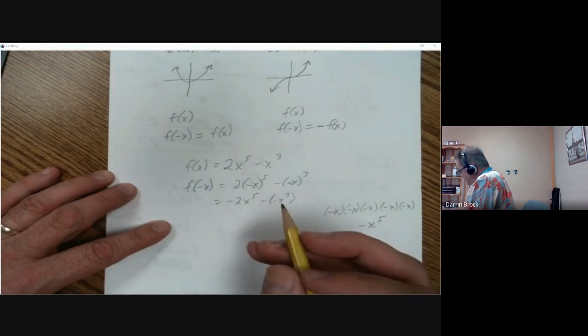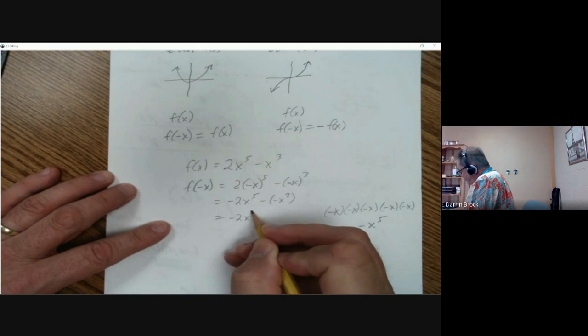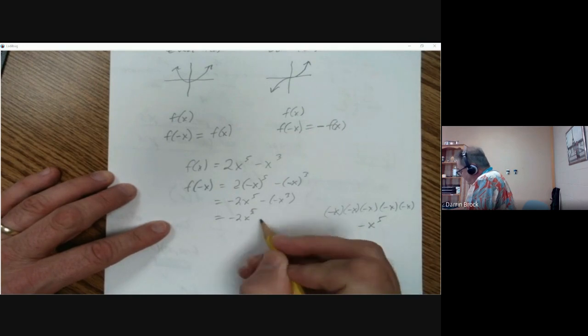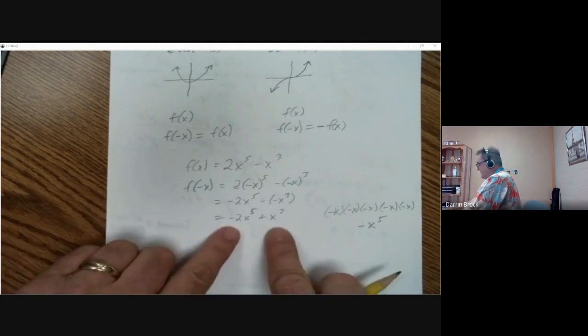Let's see. So that equals negative 2x to the fifth minus a negative plus x to the third. How's it compared to the original?